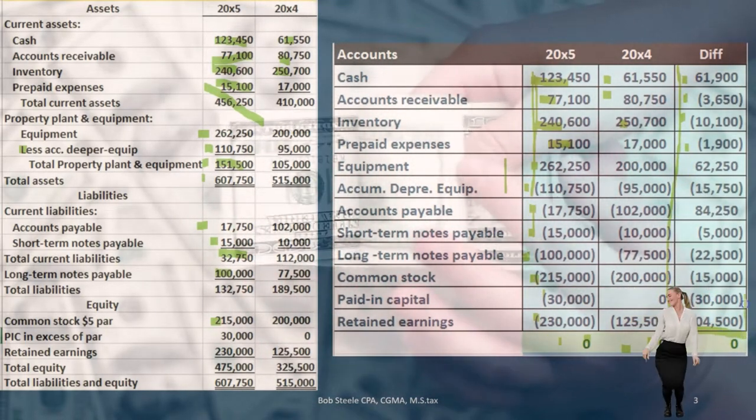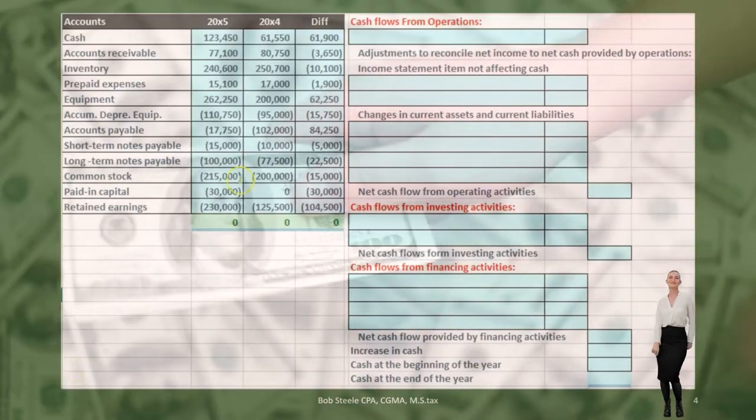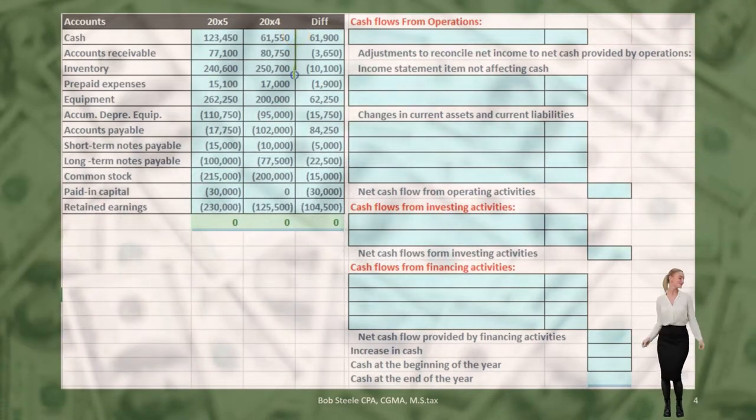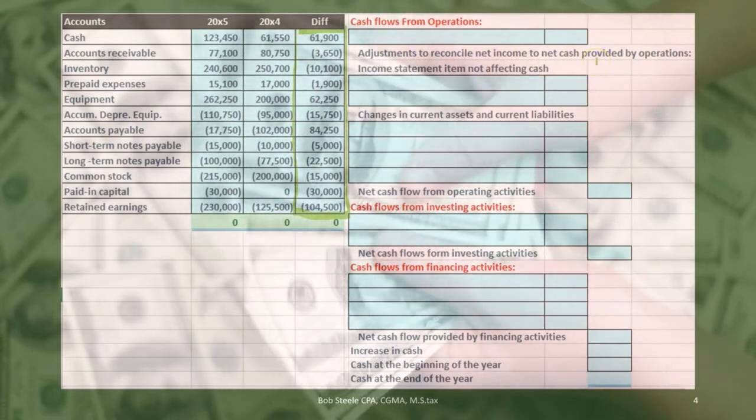These are the numbers that we will work with in order to create our statement of cash flow. Now, once we have this, we're going to take these numbers and find a home for these numbers. We have a basic statement of cash flows on the right-hand side, just an outline of it.